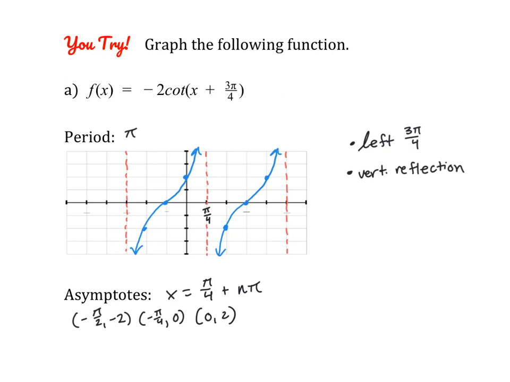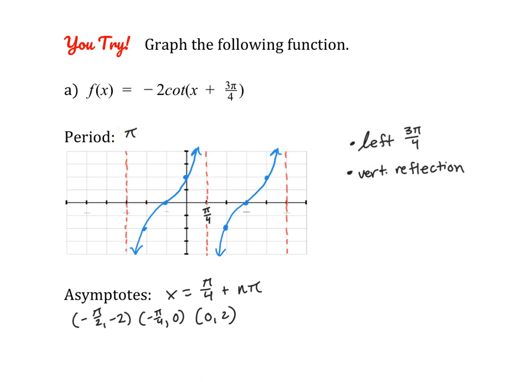For this cotangent function, we'll start by determining the period, which was unchanged, so it's still pi. Remember, cotangent usually has an asymptote on the vertical axis. However, you'll notice that we actually have a shift to the left, 3 pi over 4. So instead of having an asymptote at 0, I shifted to the left, 3 pi over 4, and I have one here at negative 3 pi over 4.